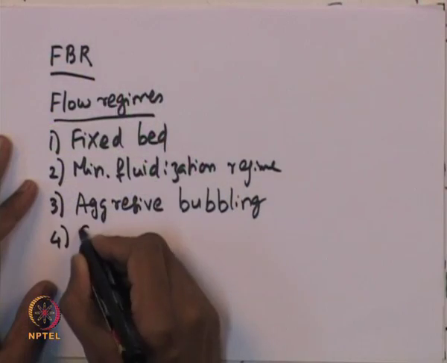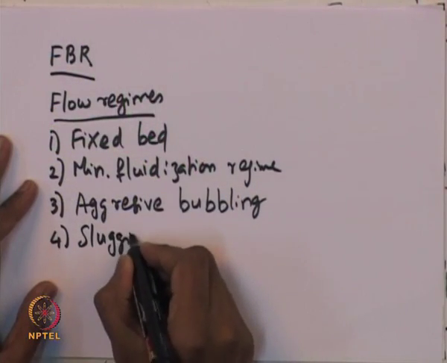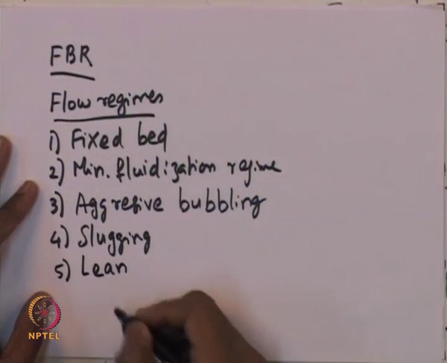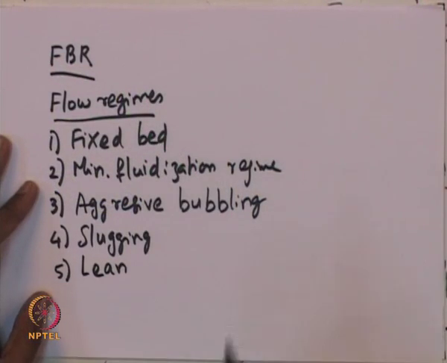And then the fourth one is called the slugging regime, where the velocity is significantly higher, so that channels are actually created, and through these channels the gas stream simply escapes the bed, and that's what is called the slugging regime. And the last one is the lean phase, where all the particles are suspended, the porosity is significantly higher, and they're all suspended all through the reactor. So that's what is called the lean phase regime.